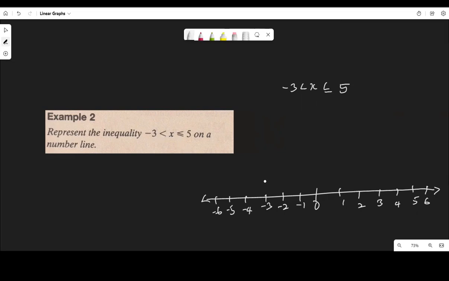So we are to represent -3 is less than x. So I'm going to start at -3. Since this is a strict inequality, we are not going to paint this. But this one that is less than or equal to 5, we will paint a circle on 5, because 5 is inclusive. They'll connect these 2 points together and then write x on it. This is a number line showing this inequality, -3 is less than x and x is less than or equal to 5.